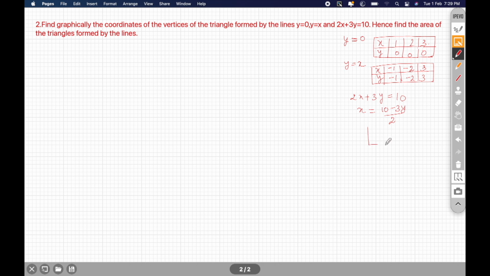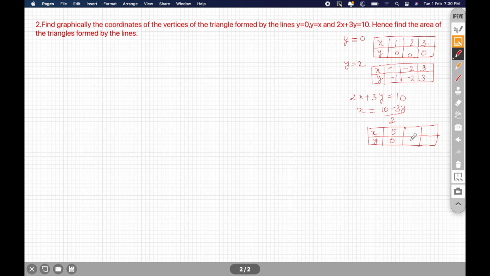So if you prepare the table here, please see, we have to consider the value of y in such a way that we get whole numbers for x. So when I take y equals to 0, you can substitute and see it is 10 by 2. That gives us x equals to 5.